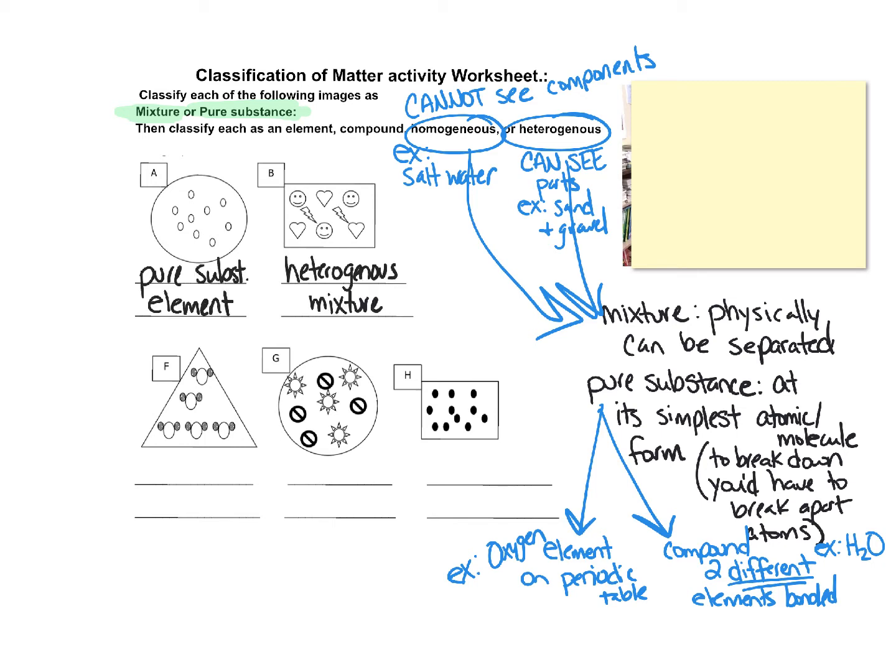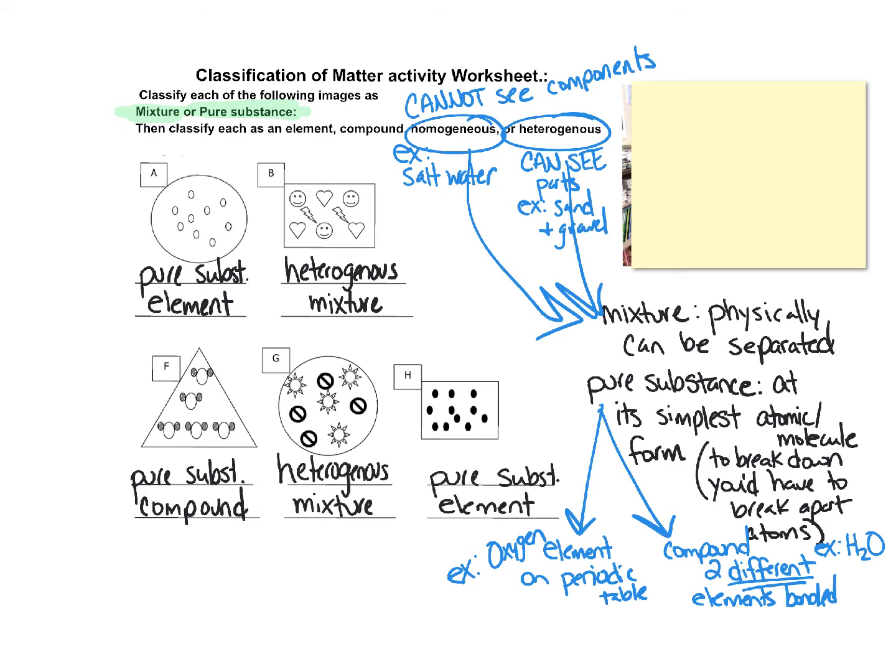So A is a pure substance that is an element. We can see individual atoms, and so that would be an element. Letter B, you can see all the different parts of the mixture, and they're different, so we would label that as a heterogeneous mixture. For letter F, we would call this a pure substance that is a compound. The reason it's a compound is because we have two different elements here bonded to each other. And then finally, G is heterogeneous and H is a pure substance.